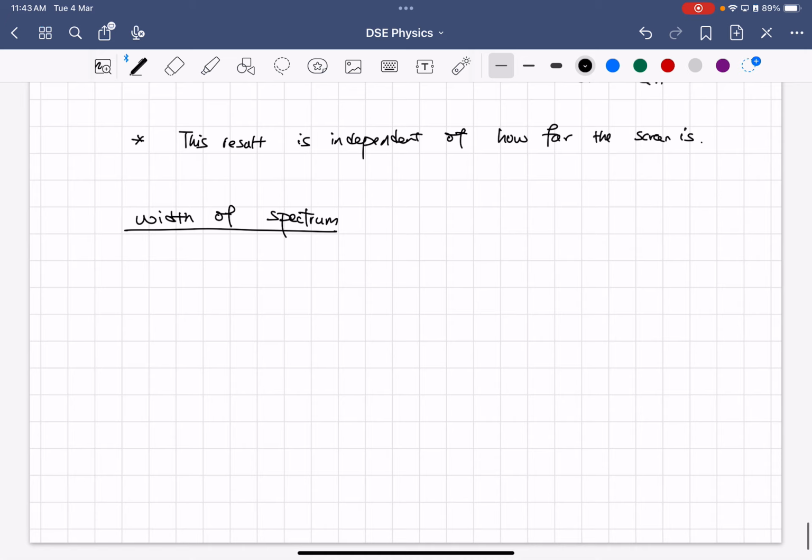But what does that mean? It means that when you have a diffraction grating, you will have the 0th order, and then let's say the first order spectrum here. What we want to find is the width of the spectrum. So I want to find x. x will be the width of the spectrum.